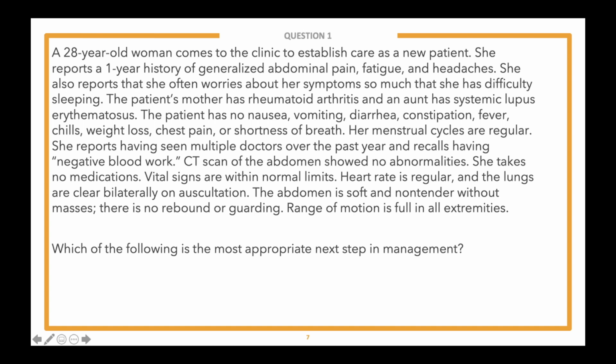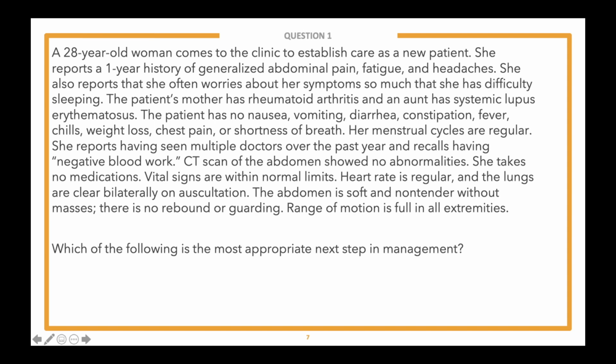So here we go. Which of the following is the most appropriate next step in management? And the reason why we read the lead-in first is because we want you to know what the test writer is asking. That allows you to pick up the relevant clues as you're reading the vignette, and hopefully will prevent you from having to reread that question and waste time on test day.